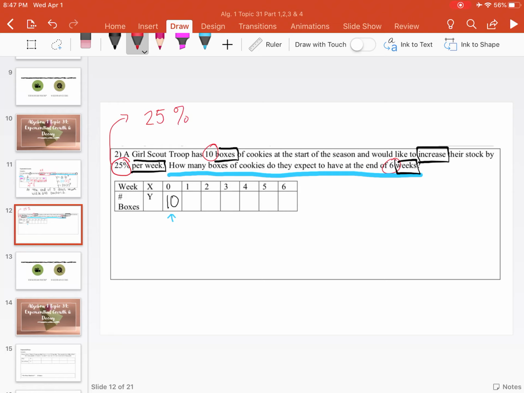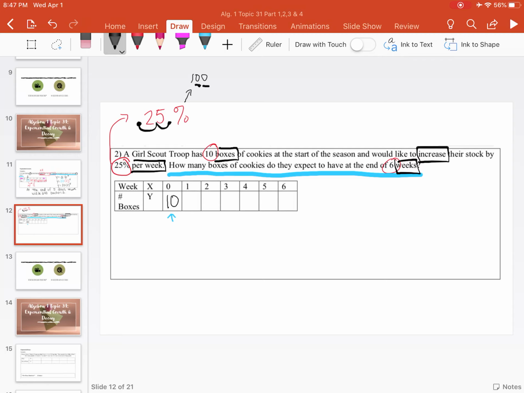Remember, converting to a decimal, we start with our decimal at the back of this number. Because this is a percent, it means it's out of 100. And there are 2 zeros here, so we're going to move it 2 spots to the left.